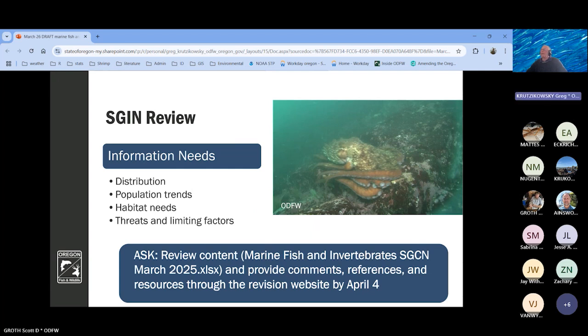For the SGIN, again, the information needs are basically on things like distribution, population trends, habitat needs, threats and limiting factors. They are also listed in that spreadsheet. And again, please provide comments with references through the revision website, again, by April 4th. Next slide, please.